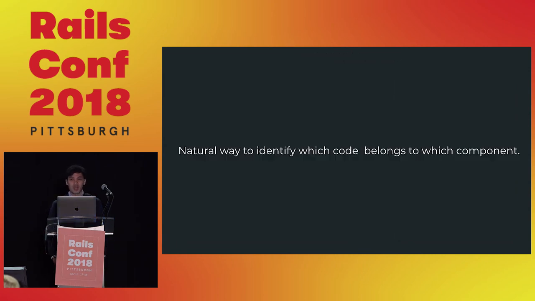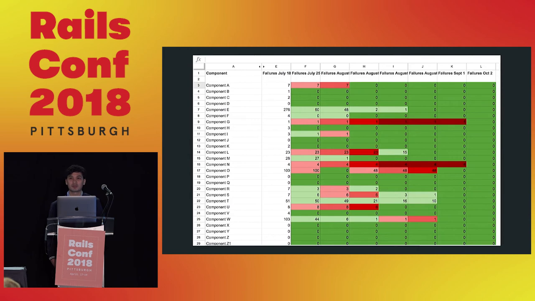Well, we now have a natural way to identify which code belongs to which component. And thus, we decided to count the number of failures per component and created a good old spreadsheet out of it. Then we asked every component steward to help fix issues that were in their component. And lastly, every week, we were updating the spreadsheet to reflect the progress we had made. And without doing this deliberately, gamification took place. And stewards with their team worked very hard on having their component all green.